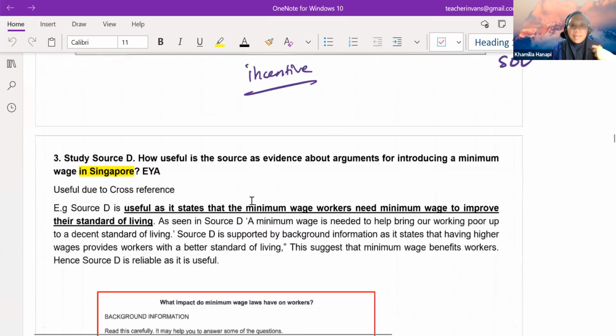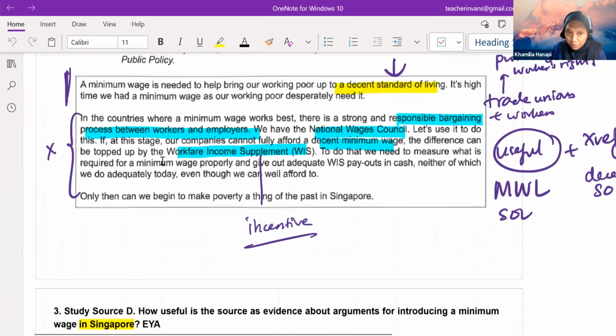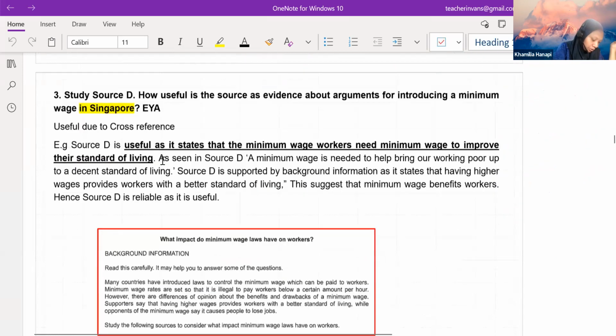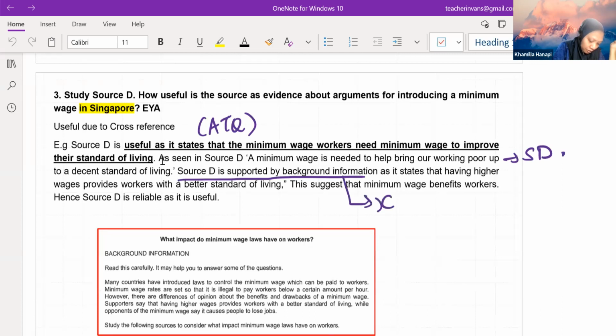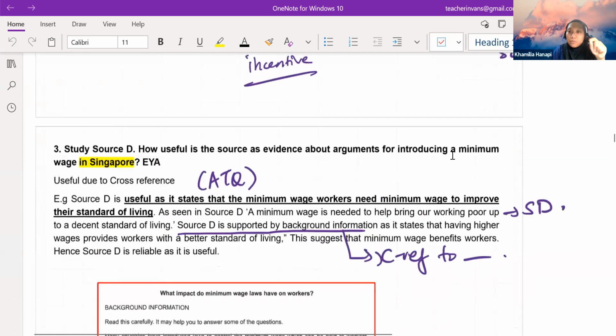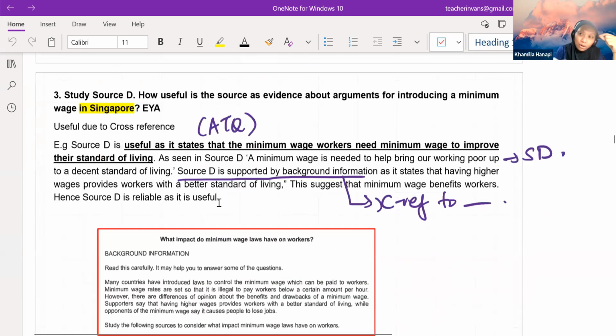Okay, and of course, this is a utility question, right? So for a utility question, what do you need? You need to answer the question. You need, of course, your source details. And you need a cross-reference to something. As you are looking at all the sources, we look at background information. Another key thing is that the question is about introducing a minimum wage in Singapore. So another thing is your cross-reference.